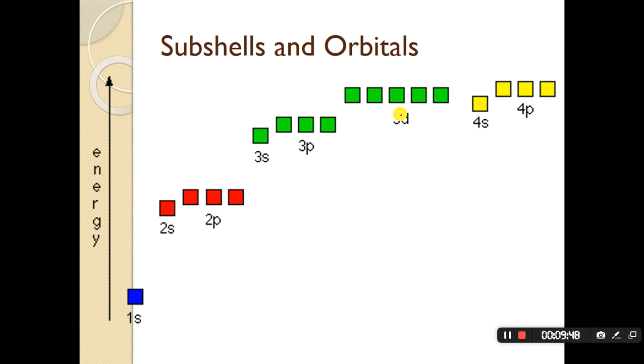Now notice something interesting here. After the 3p subshell, the next energy level is 4s, and then we have 3d. So here things get a little complicated, and we'll come back to this later on as well, as this has important implications that we need to consider later on in the course. But for now, let's talk about these regions of space and what they look like in each subshell.